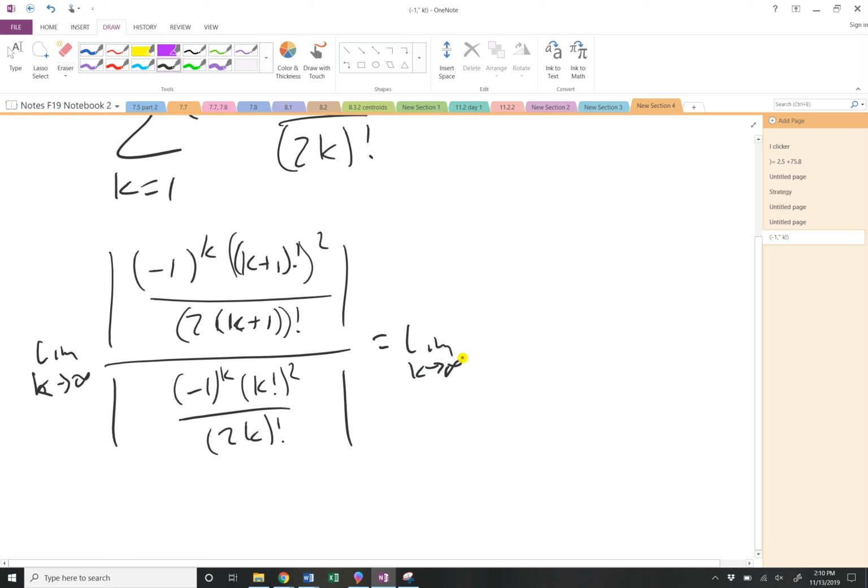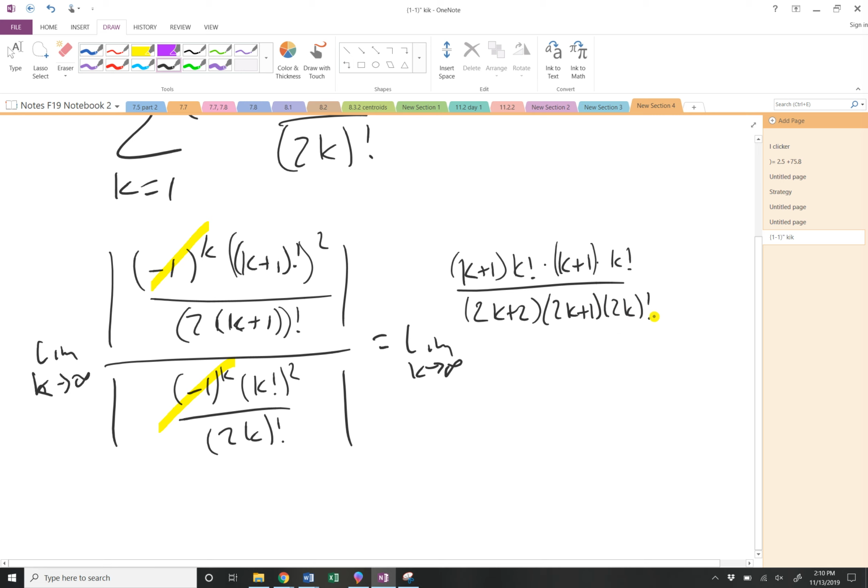Let's invert and multiply in that denominator. We already know that with the absolute value we don't have to worry about the alternating part. So what do we end up with? This (k plus 1) factorial squared I'm going to write as (k plus 1) times k factorial times (k plus 1) times k factorial. And then here I'll write this denominator as (2k plus 2) times (2k plus 1) times (2k) factorial.